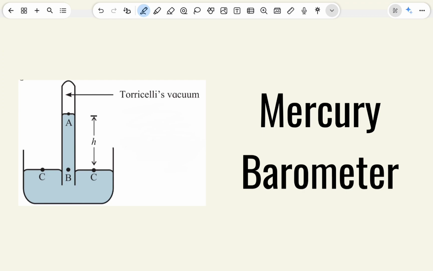The topic with which we are going to start today's lecture is nothing but mercury barometer. It is nothing but a device used to measure atmospheric pressure. So let us understand the construction of this device and its working, and let's see how it helps us to measure the atmospheric pressure.